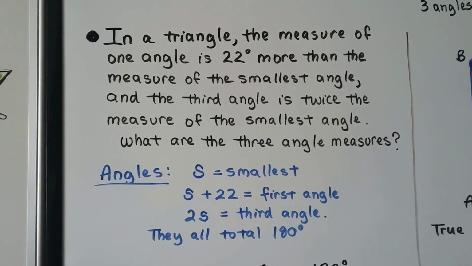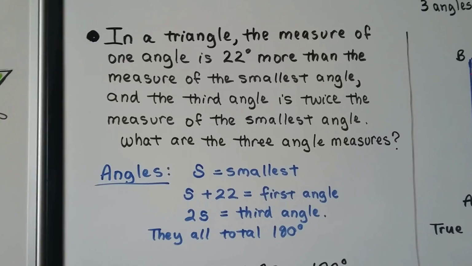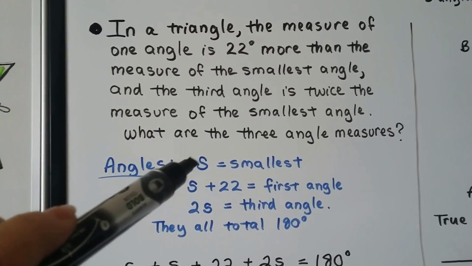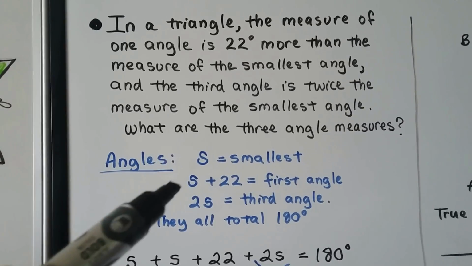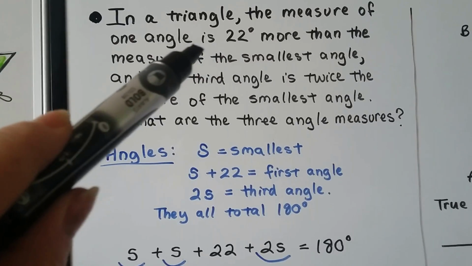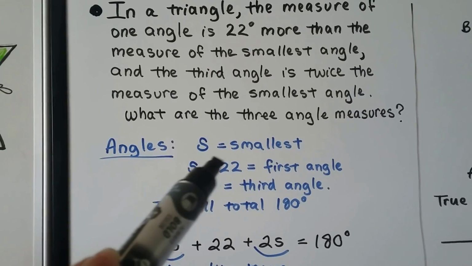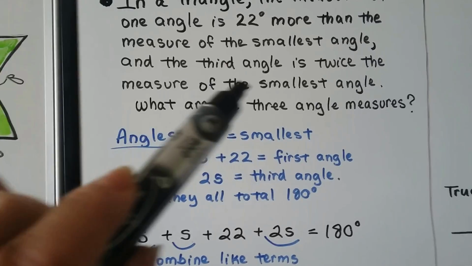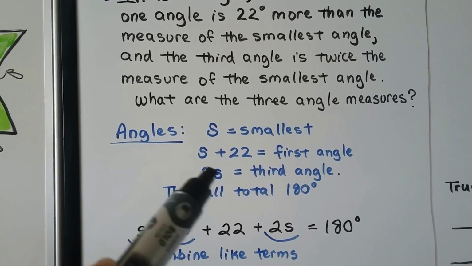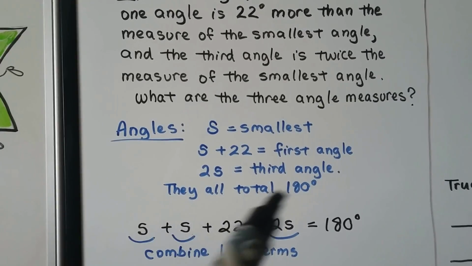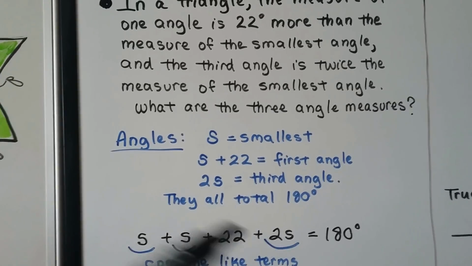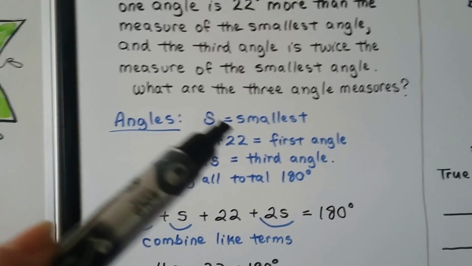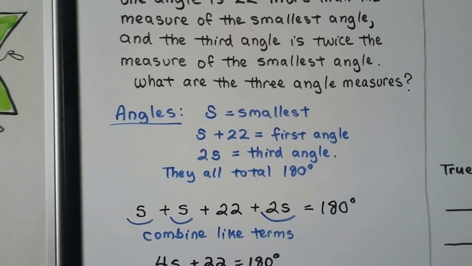When I do algebra, I like to use variables that remind me of what I'm doing so I don't get lost and confused. So if I'm looking for that smallest angle, I'm going to use an S for smallest. Then we know that this one is 22 degrees more than the smallest, so that's going to be smallest plus 22. It's 22 more than it. The third angle is twice the smallest, so it's going to be 2 times the smallest, 2S. We know that they all equal 180 because it's a triangle. We have our equation. We have S plus 22 plus 2S equals 180.